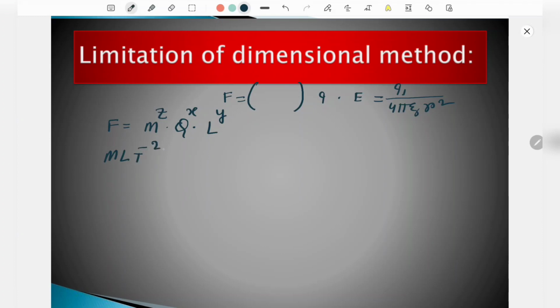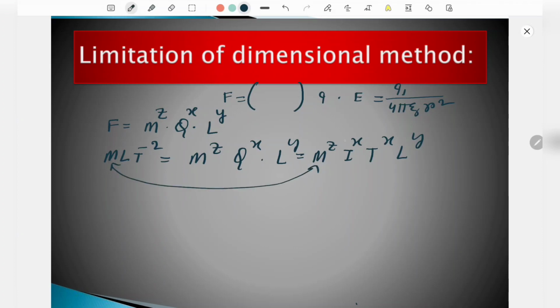We know the force is equal to mLT to the power minus 2, and this equals m to the power z, q to the power x, and L to the power y. If we expand q, m to the power z, I to the power x, T to the power x, and L to the power y. Now comparing the powers from right hand side to the left hand side, we get z is equal to 1. For L, we get y is equal to 1. Comparing the power of T, we get x is equal to minus 2, and as there is no quantity of I over here, we also get x is equal to 0.